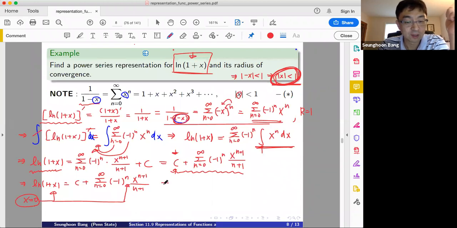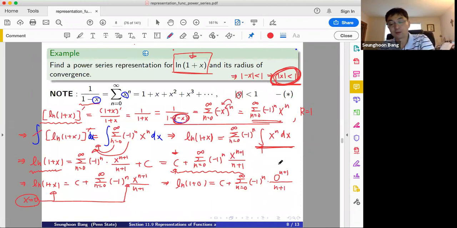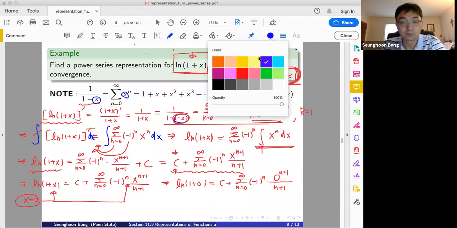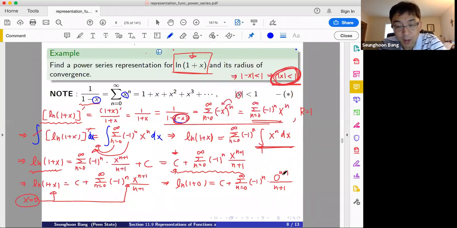Plug 0 into x. What's that? ln of 1 plus 0 equals c plus the summation n equals 0 to infinity of minus 1 to the power n times 0 to the power n plus 1 over n plus 1. So what happens? 0 to the power n plus 1 is 0. 0 times minus 1 to the n is 0. The summation is also 0, so it is gone. So we have only this one.